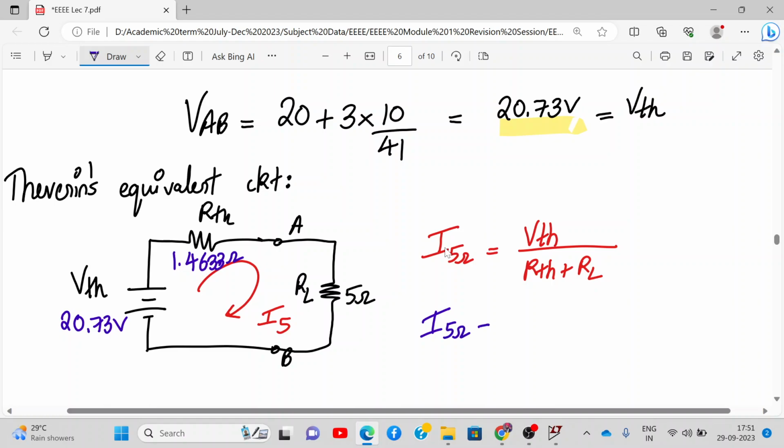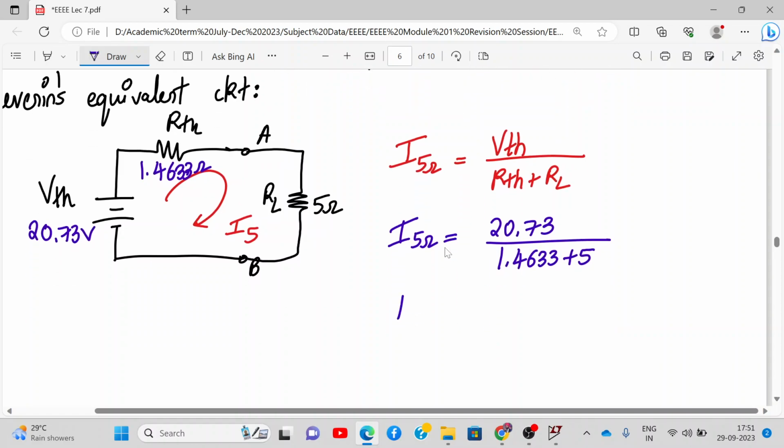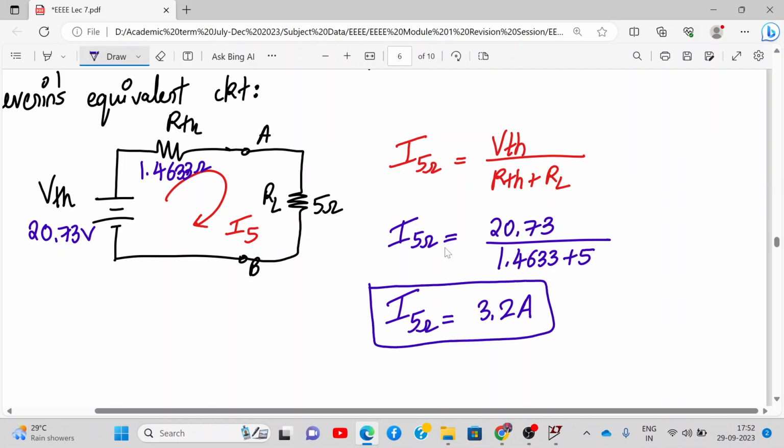So the current through 5 ohm resistance will be 20.73 divided by 1.4633 plus 5 ohms. Alright, if you work it out, you will get the current flowing through 5 ohm resistance will be 3.2 amperes, and that is what we want. So we got the current flowing through 5 ohm resistance by Thevenin's theorem.